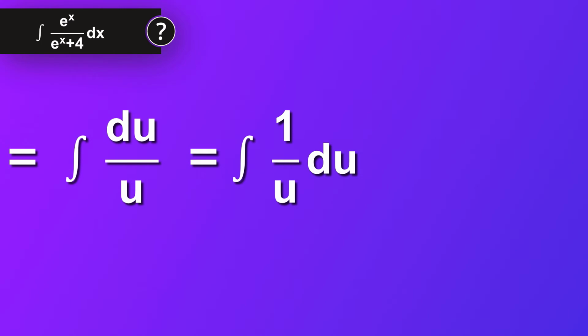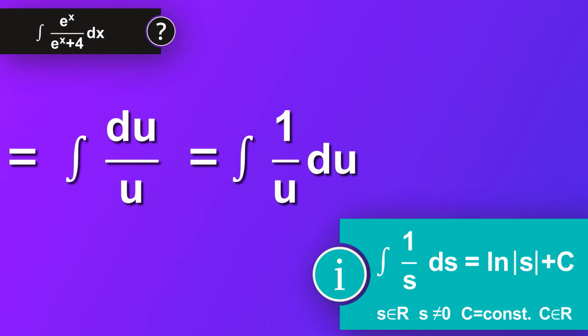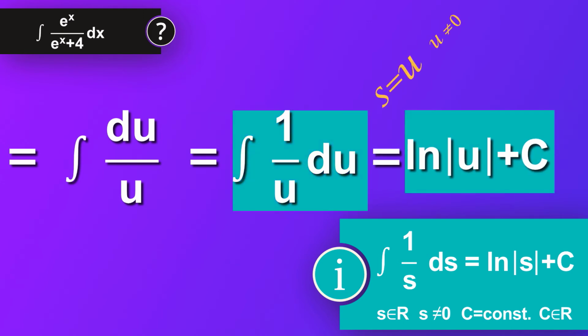Perfect! Now we can apply the formula for solving the integral of 1 divided by s by ds, which equals natural logarithm of absolute value of s. We also must add constant c to make sure that we have all our solution taken into account, as our solution makes a whole class of functions, not a single one. In our case, s is equal to u, then we've got natural logarithm of absolute value of u plus constant c.